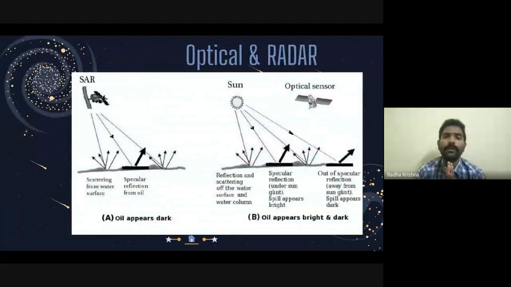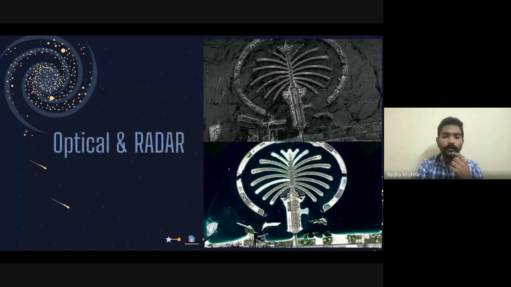Two very widely used observing satellites are optical satellites and radar satellites. Optical satellites are, again, just giving a reference, like how you see Google Maps, and radar satellites are satellites that emit and absorb radiation, the kind that we've seen on Chandrayaan. So this is how the difference looks. At the bottom, what you're seeing is an optical satellite, using the wavelengths that our eyes can see. That's why we call them optical or visible wavelengths.